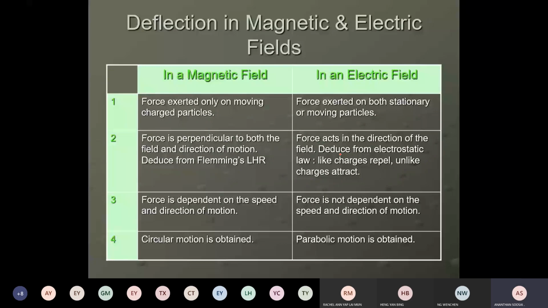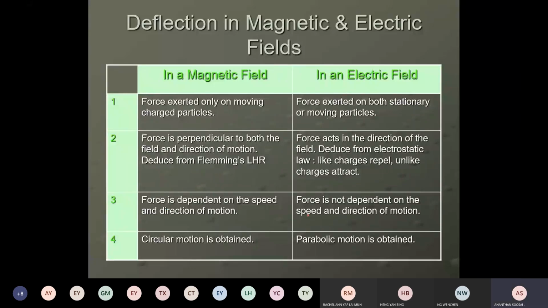Three, the force depends on the speed of the motion. This is important. The force experienced by a charged particle in a magnetic field depends on the speed, how fast it moves. The faster it moves, the greater the magnetic force. Why? Because the charged particle cuts the field lines at a greater rate, so it experiences more force.